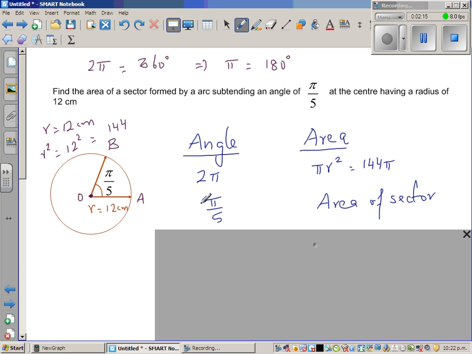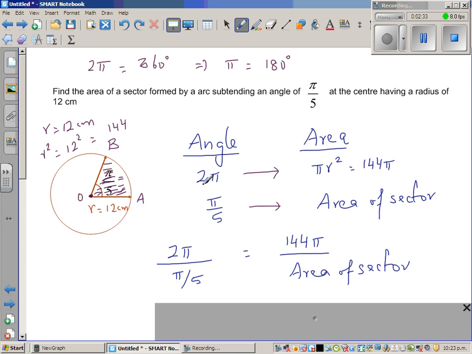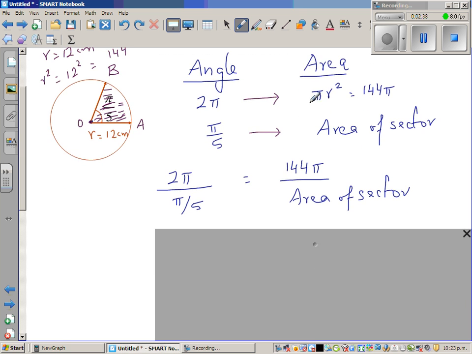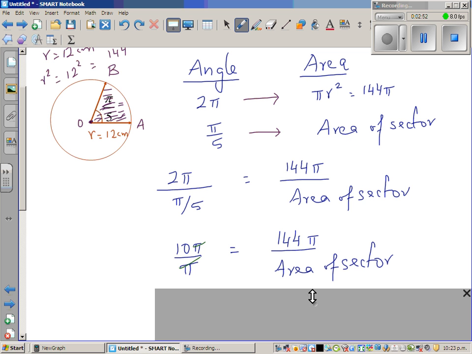My question is, if it has covered an angle of pi by 5, what is the area? That area is the area of this sector, this shaded portion. Using proportion, you can say 2 pi divided by pi by 5 is equal to 144 pi divided by the area of the sector. This is a ratio of angles and this is a ratio of areas. Now you can cross multiply.